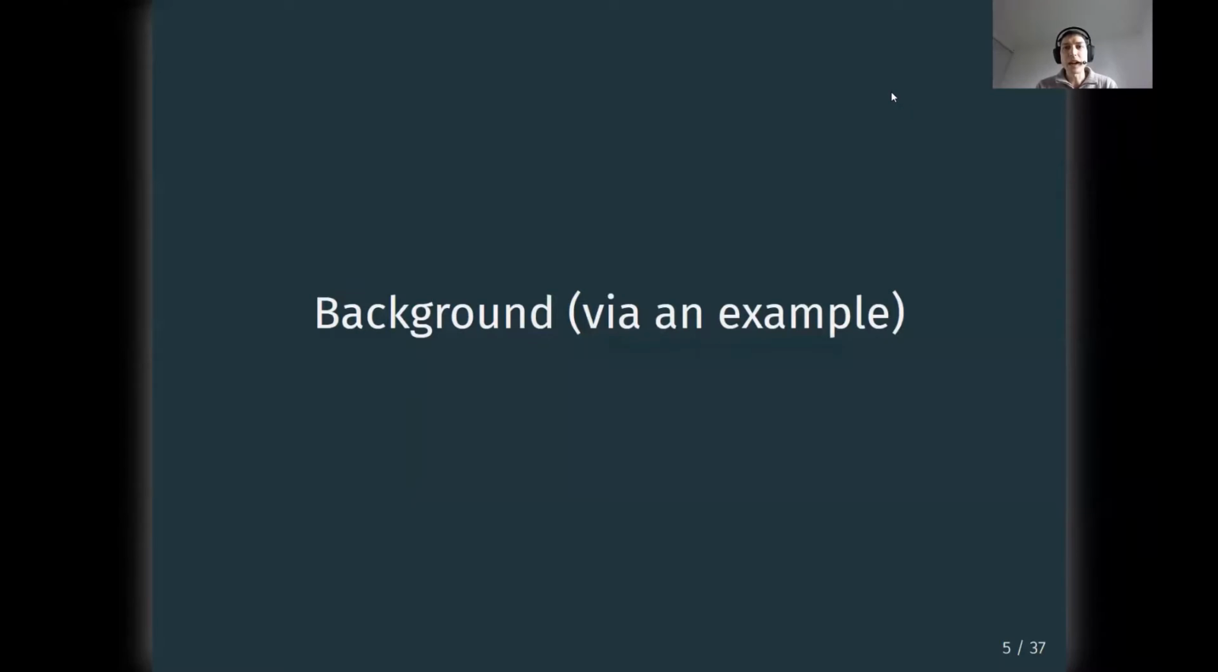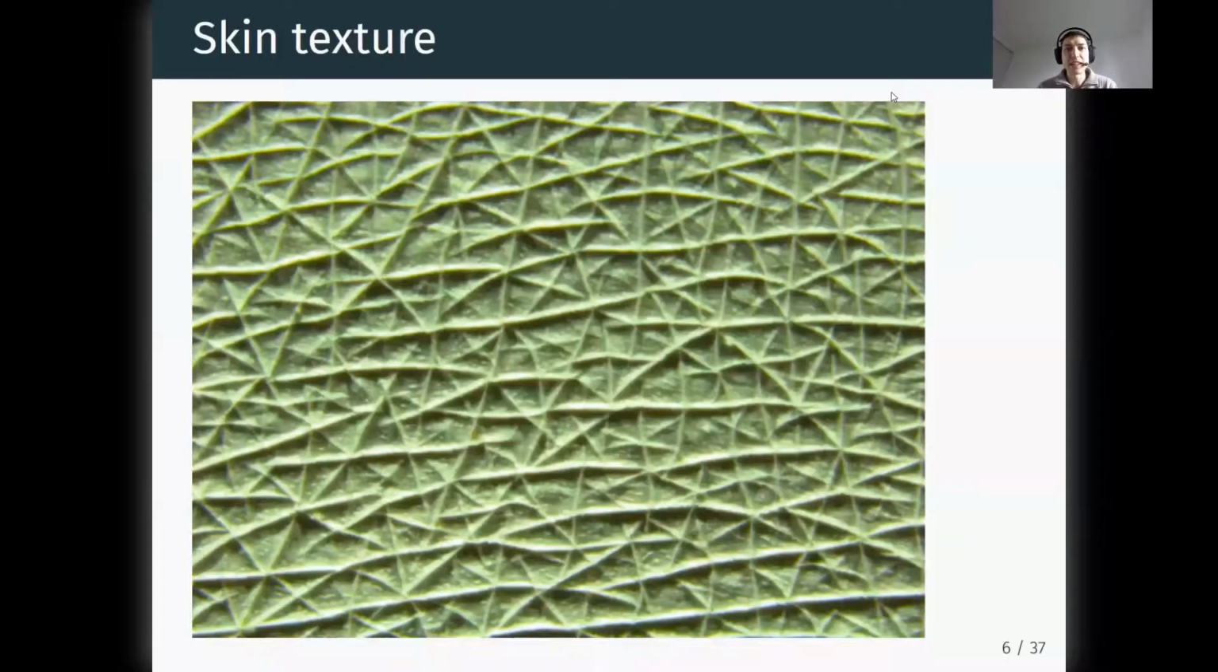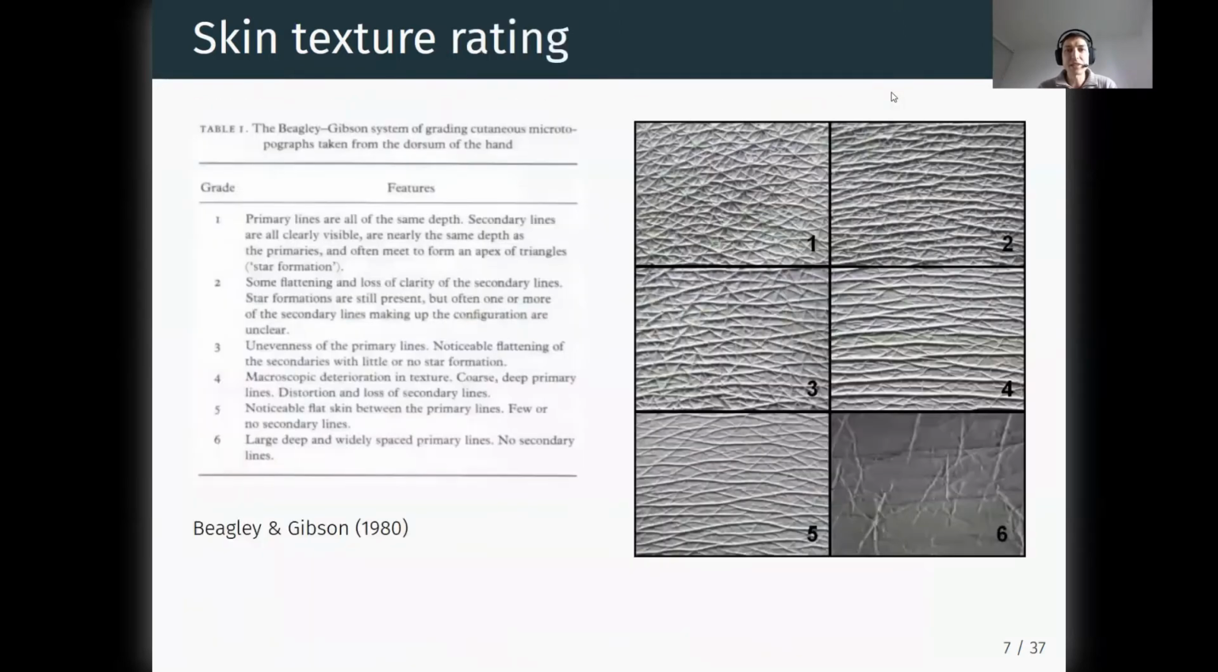So, what are repeated categorical ratings? Let's go through an example to see. In this example, we're going to work with images such as this one. This is an image of someone's skin zoomed up, and what we see is a pattern of grooves and ridges. And we can classify this into different categories of different types of skin texture.